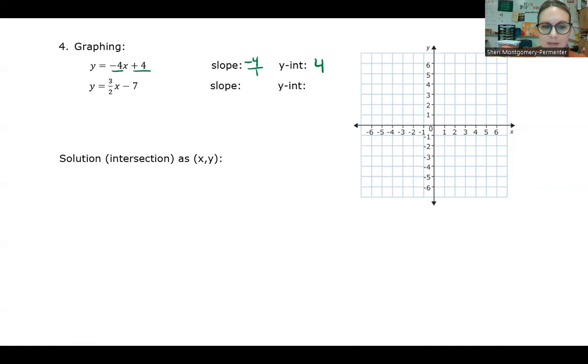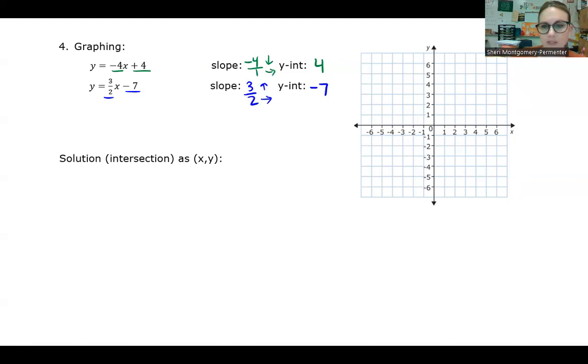For my second line, I've got a slope and a y-intercept. My slope is 3/2, and my y-intercept is -7. To graph that top line, that negative means go down, and I always go to the right. For my bottom line, that slope is positive, so I will go up, and I always go to the right. So that top line, I have a y-intercept at 4, so this is the y. I go to 4, and I put a point.